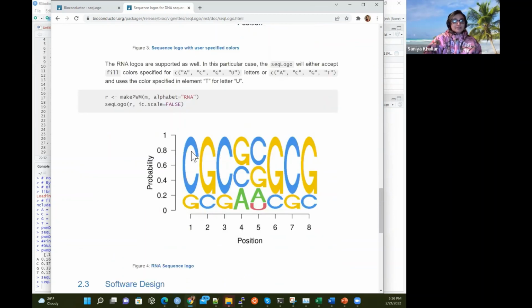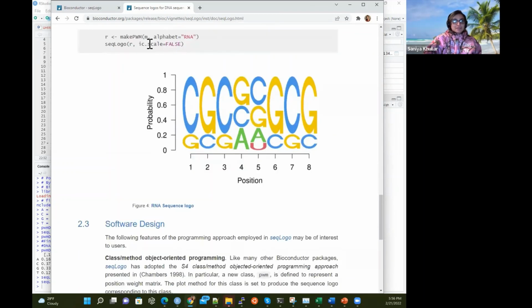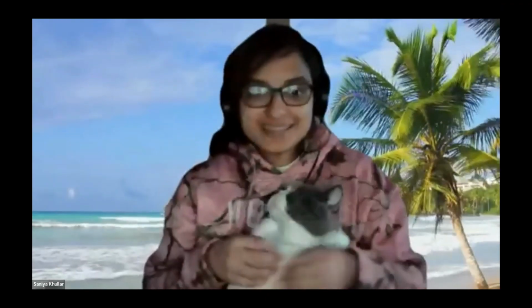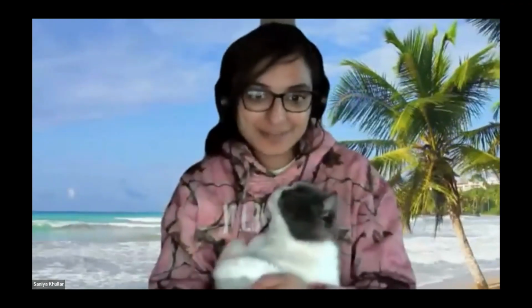And there are other arguments you can use as well. Whenever IC.scale is false, we see that this is what it looks like. And if we're using alphabet equals RNA, then it's going to show U for uracil instead of T for thymine. I just want to show you a couple more examples of how we do this.